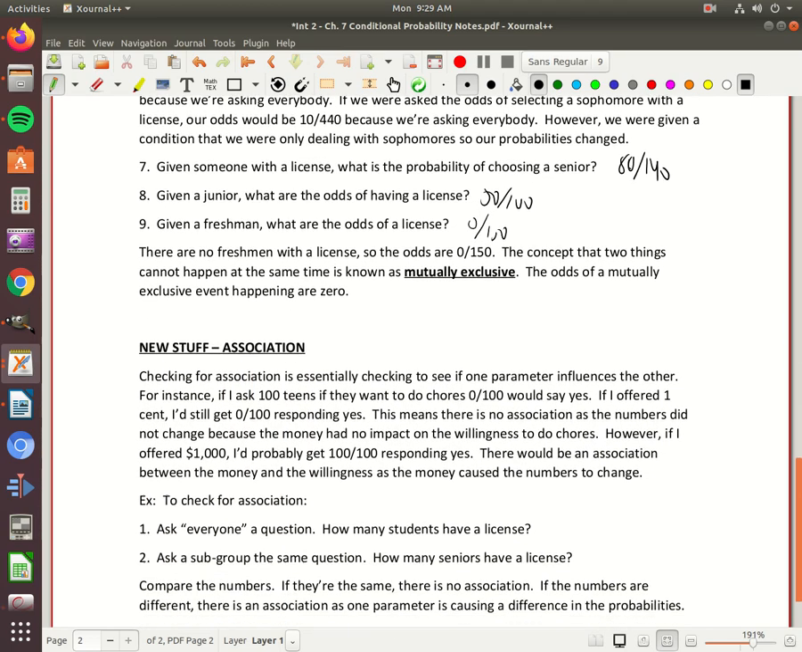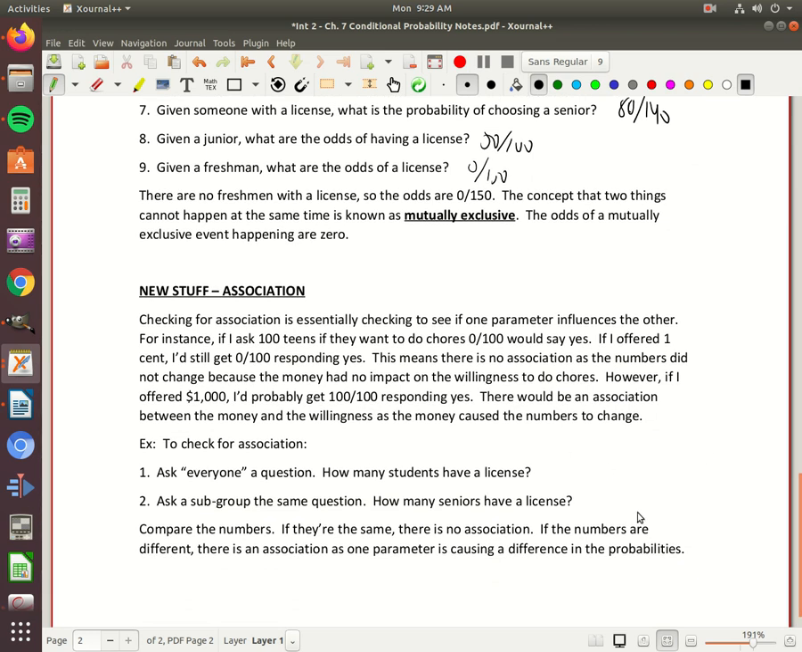All right, and then the other thing, and again, this gets into what we were talking about right at the beginning of the class, says checking for association is essentially checking to see if one parameter influences the other. For instance, if I ask 100 teens if they want to do chores, 0 out of 100 would say yes. If I offered 1 cent, I'd still get 0 out of 100 responding yes. This means there's no association, as the numbers did not change because the money had no impact on the willingness to do chores. However, if I offered $1,000, I'd probably get 100 out of 100 responding yes. There would be an association between the money and the willingness, as the money caused the numbers to change.